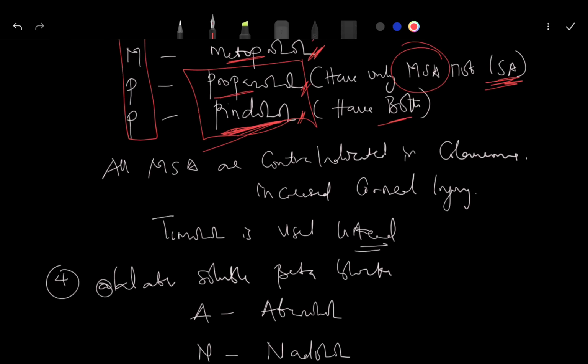So all of them are contraindicated in glaucoma. You don't give them to glaucoma patients because of corneal injury. The only one we give is timolol, and timolol is not part of them. Timolol is more like propranolol, but it has lost the MSA activity. So timolol is the only one used in glaucoma.